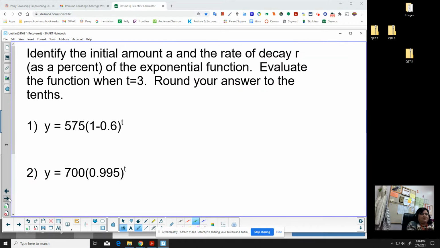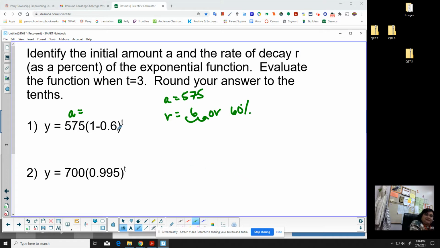Okay, so now we're going to do a little evaluating. It says identify the initial amount. So this time they give us the function and we say what everything is, and then we evaluate when T is 3. We're going to use the calculator for this. So A is going to be my initial amount, 575. And R is 0.6, and it says to give it as a percent, so I go 2 places to the right, so 60%.